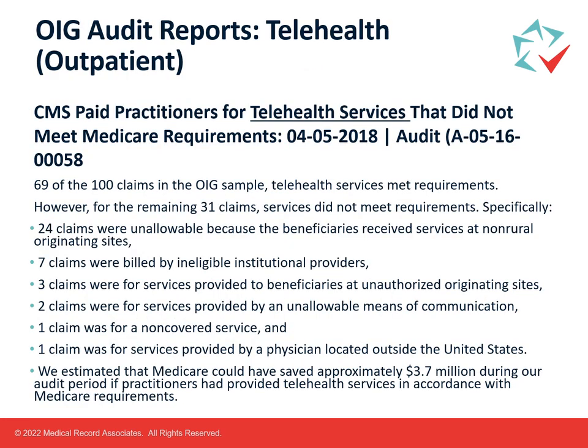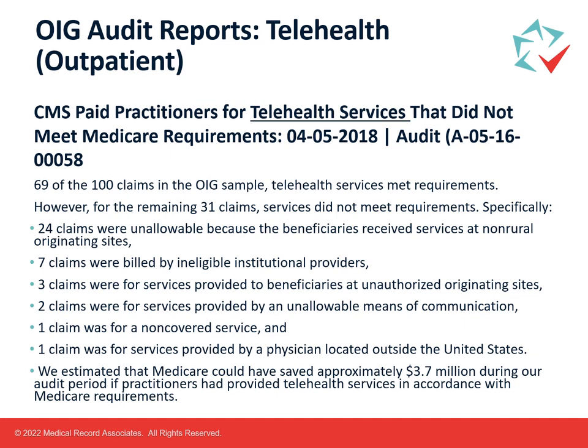And then we have a report on telehealth. Remember, that's in your work plan, but this is the audit report. So as I mentioned, from the work plan, we want to focus on this, but I would review this audit report, which gives you a lot more specificity around the claims they actually reviewed and looked at. Now, 24 of the claims that they looked at were unallowed because the beneficiaries received services at non-rural originating sites.